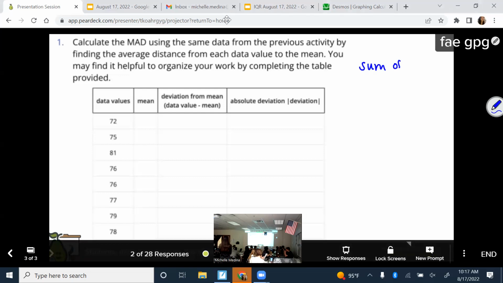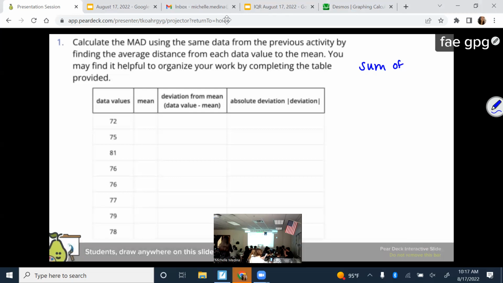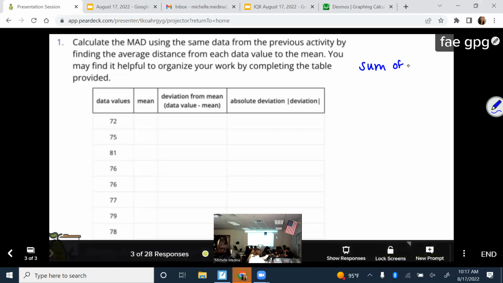Do you guys remember how to find the mean? Good. So take, I don't know how long it will take you, you should be using a calculator. So take like 30 seconds and figure that out. It's the sum of your values divided by the number of values. Now go in here, in your mean.